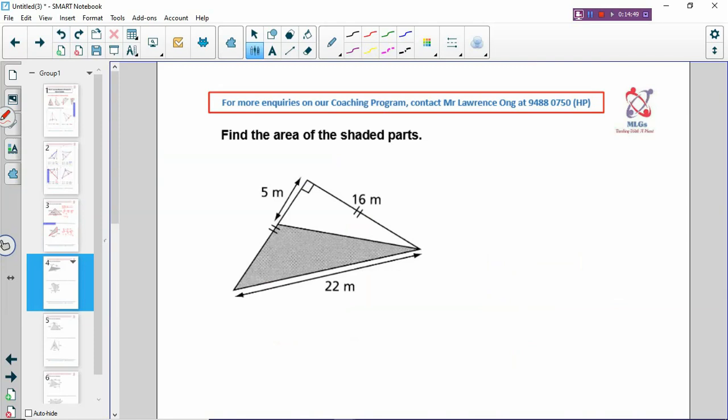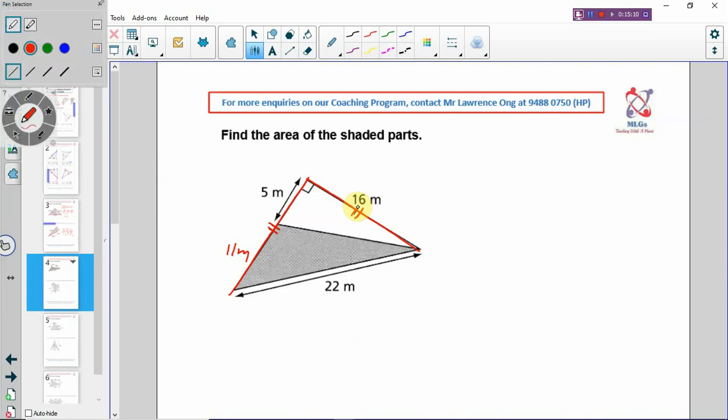Alright, now how do you find the shaded part? Now in area and perimeter, if you see 2 markings here, what does it tell you? It tells you that you have two sides that are equal. So this side and this side, they are 16, right? It's also 16. So 16 minus 5, that will give you 11 meter. You want to find the shaded part, so you need to know what you are finding, which is the shaded triangle. So make sure you know what you're finding, and don't get confused.